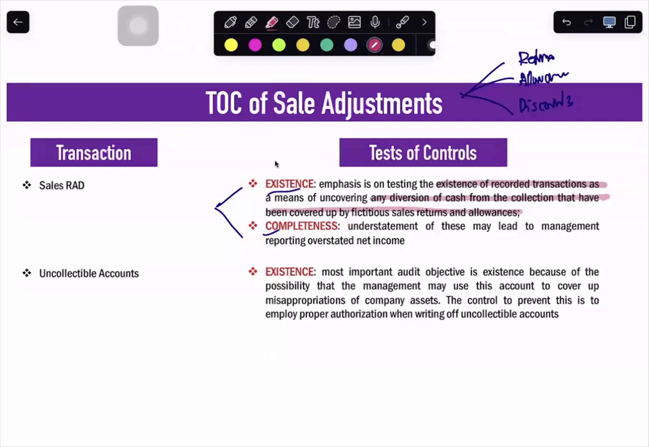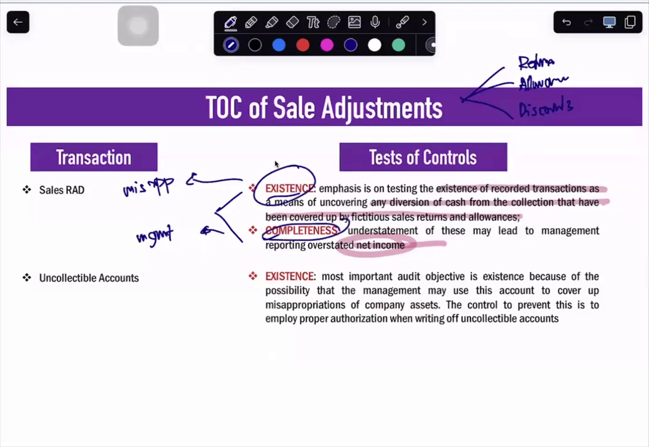At the same time, we look into your completeness. For completeness, there can be understatement as to your returns, allowances, and discount. If there's an understatement, then possibly there is an overstated net income. Particularly, existence applies to your misappropriation of assets, while completeness applies to your management. So this could be a fraud of your employee, and this could be a fraud of your management. That is in the use of your sales returns, allowances, and discounts. So we have here fraudulent financial reporting for the management. And then we have also your misappropriation of assets for your employee fraud.